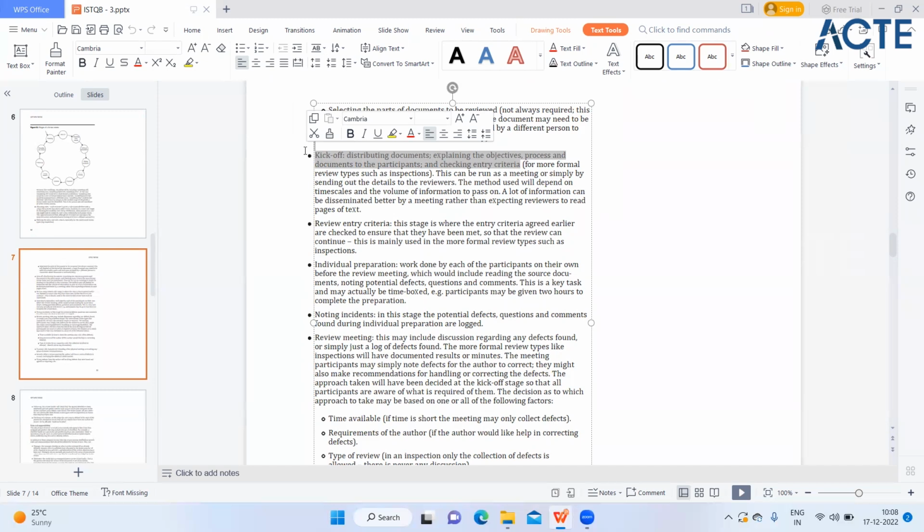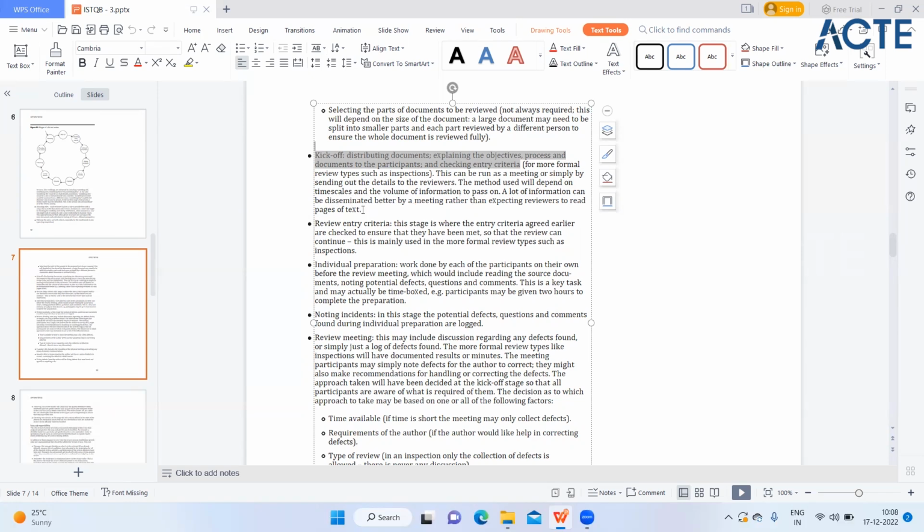Then in that meeting itself we are deciding the entry criteria. So this is the part of kickoff. This can be run as a meeting or simply by sending out the details to the reviewers. The method used will depend on timescales and the volume of information to pass on. A lot of information can be disseminated better by a meeting rather than expecting reviewers to read pages of text. So 70 to 80% in the kickoff stage, we are conducting a meeting.